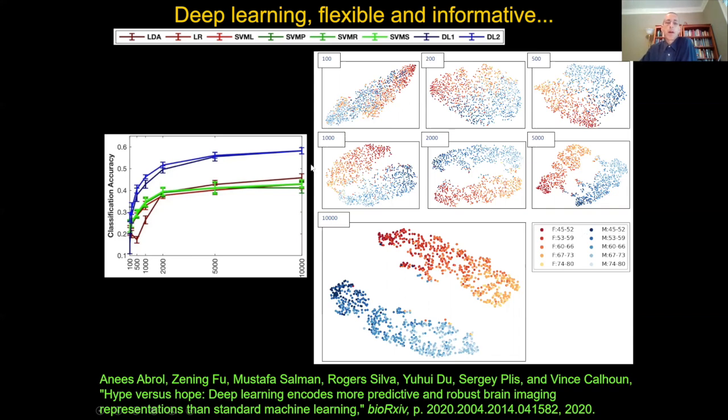And if we compare that across various numbers of samples to different algorithm solutions, so machine learning algorithm solutions like support vector machine, or standard machine learning, even logistic regression or linear discriminant analysis, we consistently outperform in the case of structural MRI.